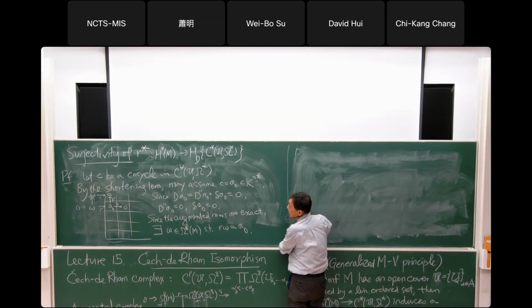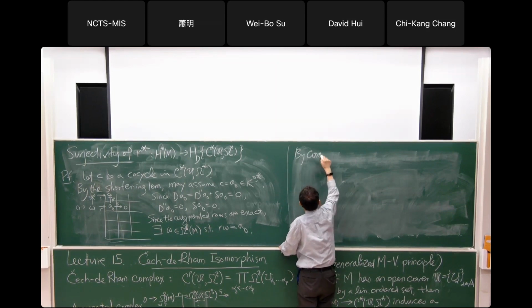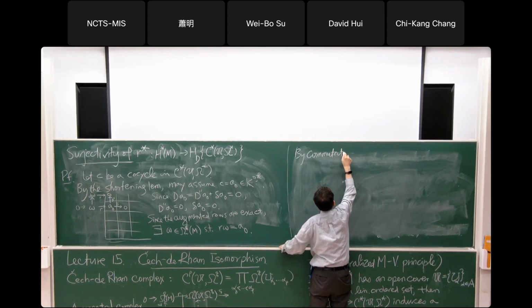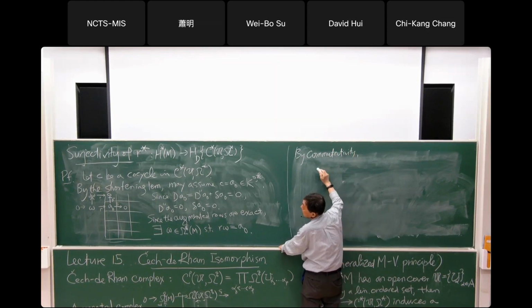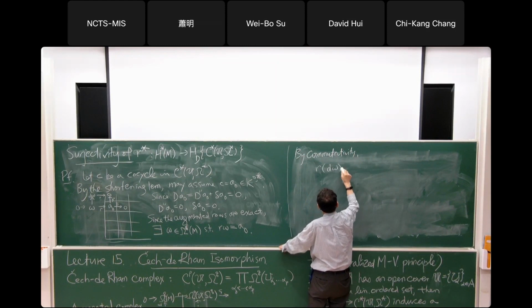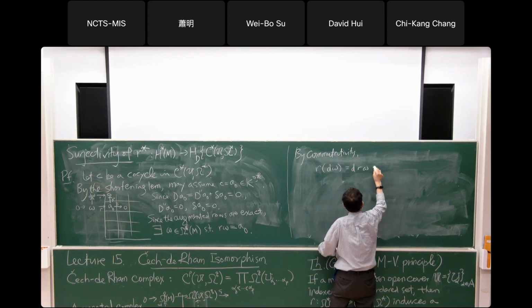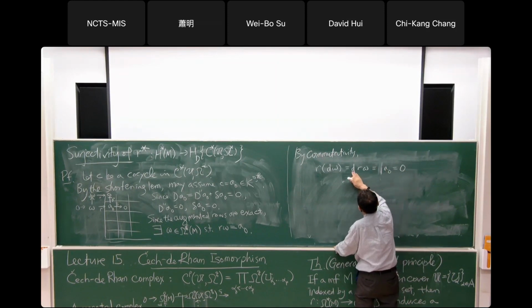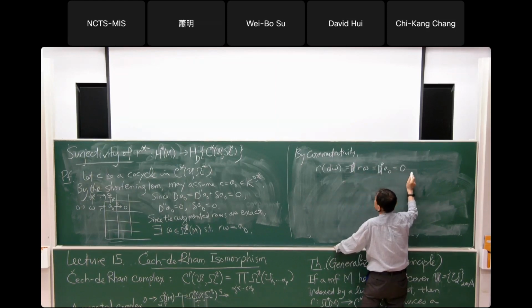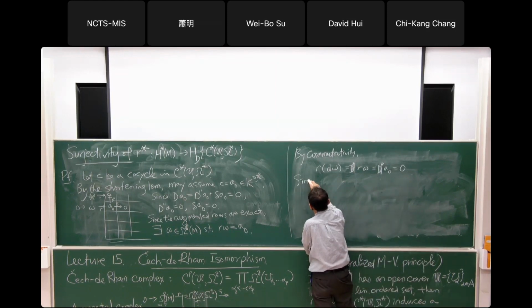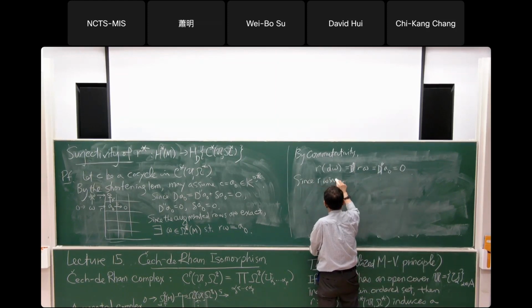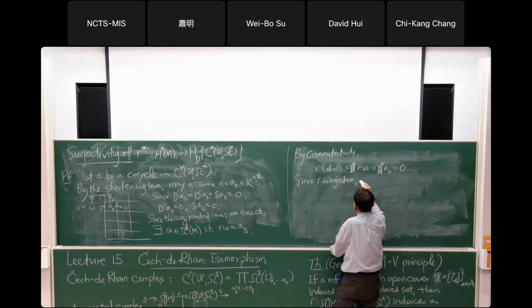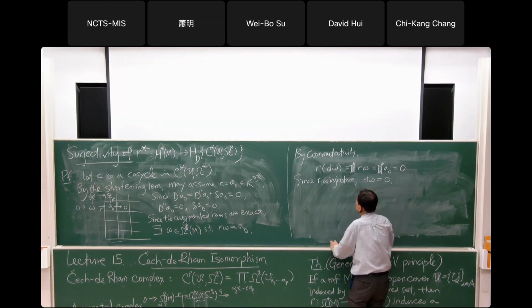So by commutativity of the diagram, R of d omega is d R omega, is d A0, no, this is the double prime, is 0. And then since R is injective, d omega is 0.